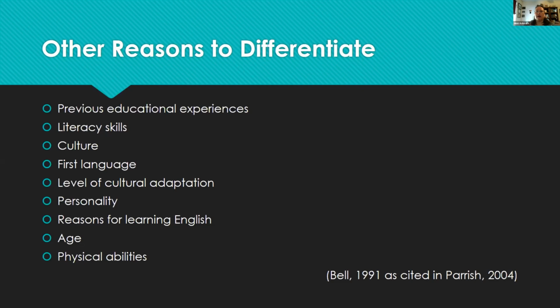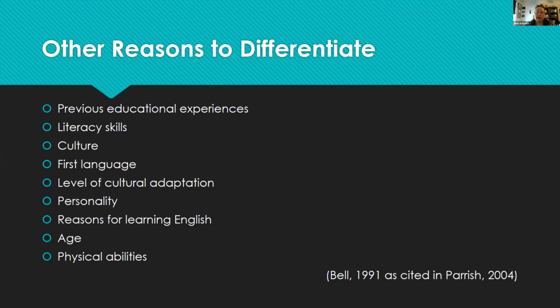If they come from conservative Muslim countries, they might not feel comfortable interacting with students of the opposite gender. So that might lead us to differentiate when it comes to how we form our groups. We might want to put the female students together and male students together. So that also influences how we're going to conduct our classroom activities.